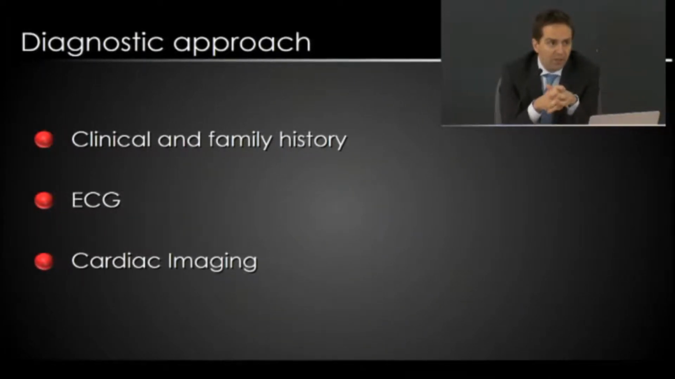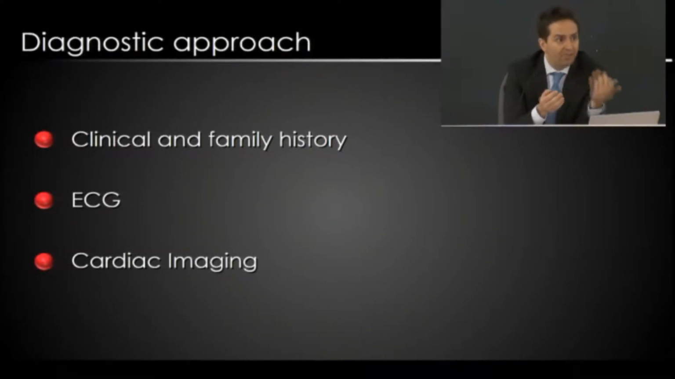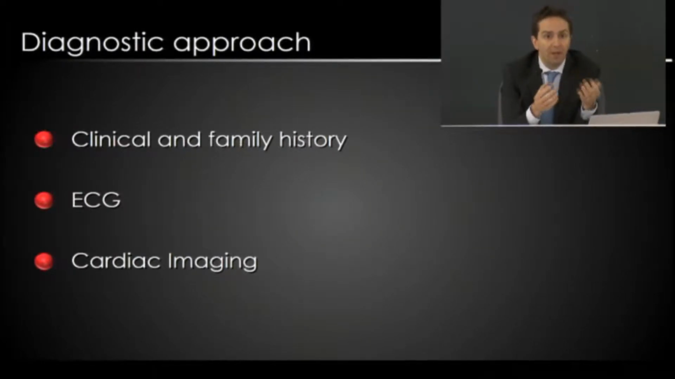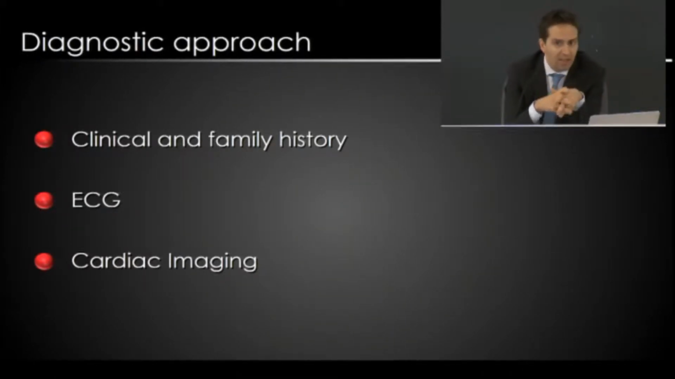So the first point, of course, is the clinical and family history. We know that it can be an inherited cardiac disorder, so we have to investigate the family in depth to understand if there is any sudden cardiac death in the family or other cardiomyopathy in the family, or exposure to any kind of drug or substance that can lead to this condition. And then we have, of course, the ECG and cardiac imaging.